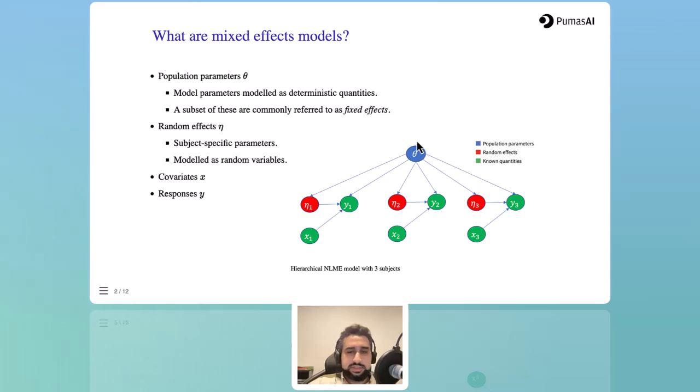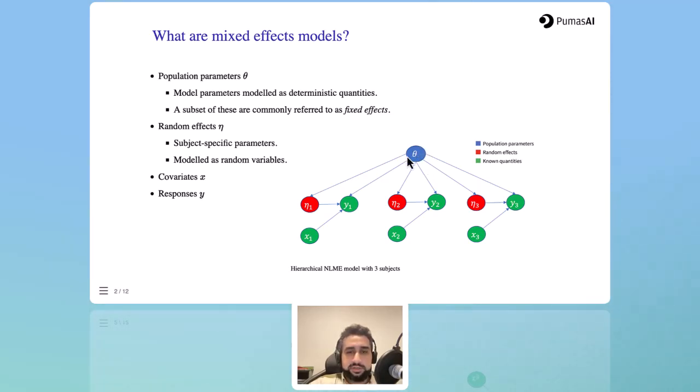If we have three subjects, for example, we get something that looks like this. The idea is that theta here is a population level parameter. It's often modeled as a deterministic quantity, although not necessarily. Sometimes we also give it a prior distribution and model it as a random variable. But typically, in traditional pharmacometrics models, these are deterministic parameters, and they're shared between all the subjects.